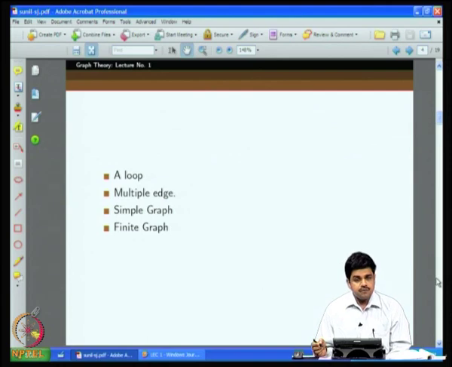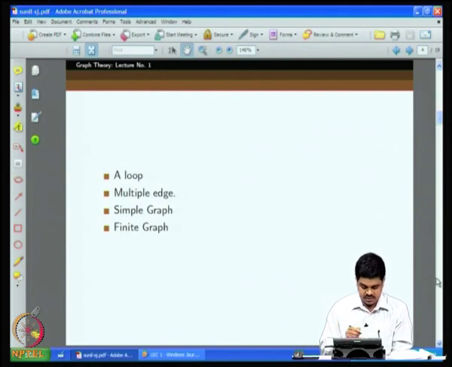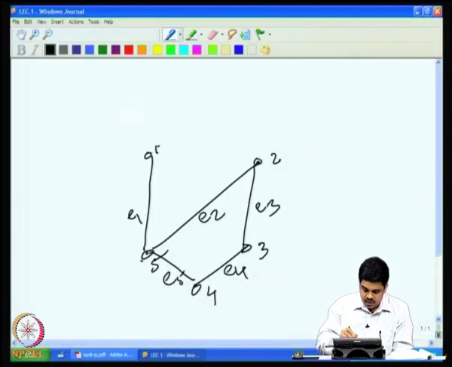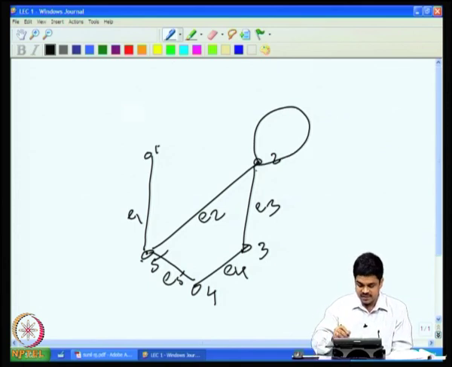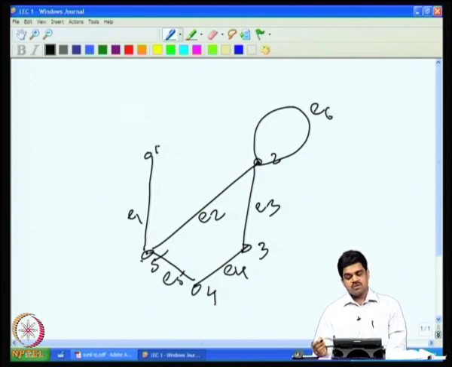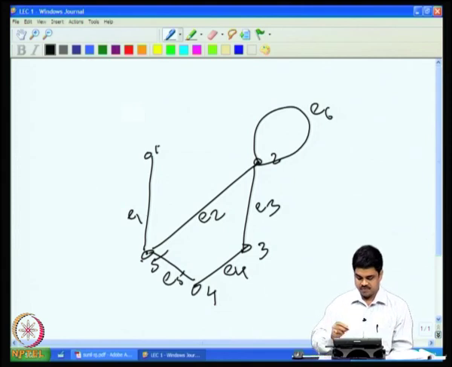Now, what kind of edges are possible? It is not necessary that the two vertices associated with an edge, the endpoints, are distinct vertices. For instance, it can be like this. The two vertices associated with this edge, say E6, are 2 and 2. It is called a loop because both the endpoints are the same.